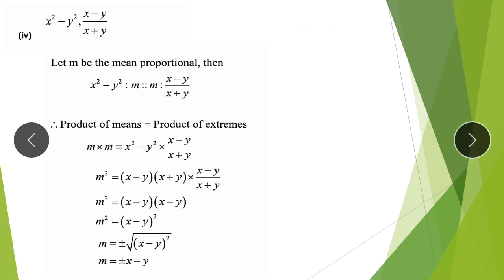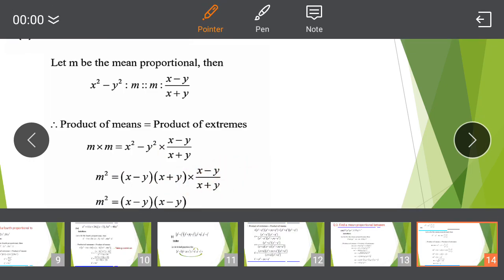Next is the fourth part of the same question, where we are supposed to find the mean proportion. So let m be the mean proportional. Product of means and product of extremes here, m square, and you can see here that this is a square minus b square. For the purpose of simplification, we have expanded this a minus b and a plus b. x plus y and x plus y are cancelled here. You can go with the cancellation here.